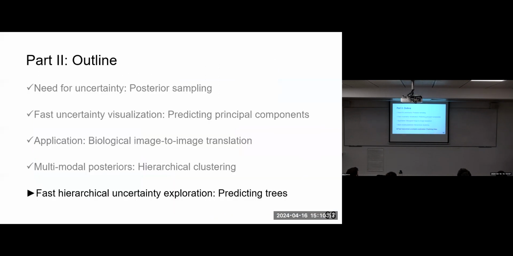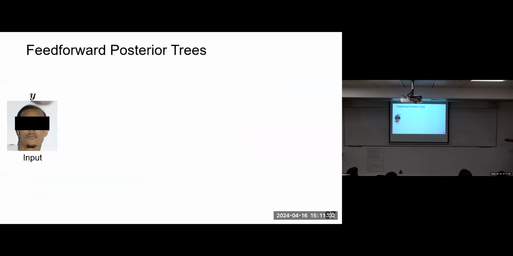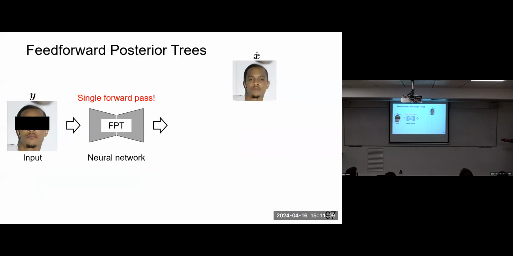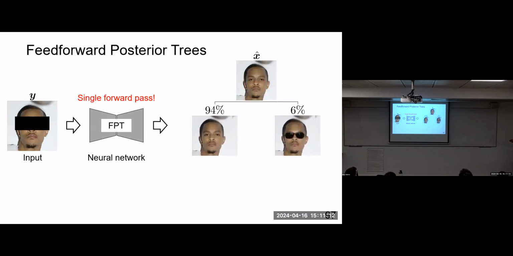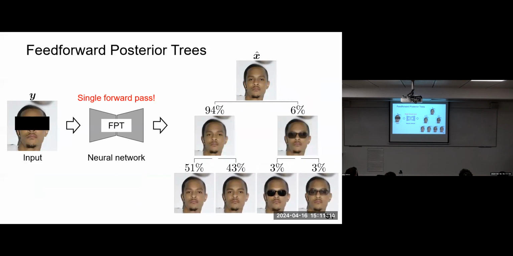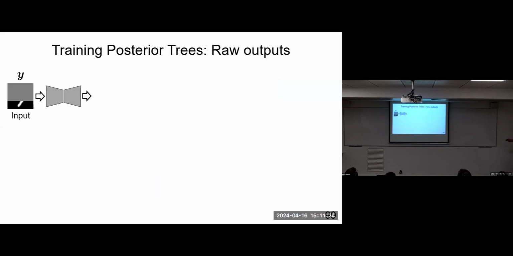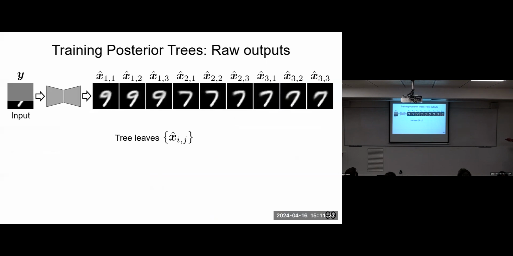So how can you do this faster? And this brings me to the last point in this talk. Okay, so in this case, we want to take some input measurement and basically use a neural network to output, in a single forward pass, the entire posterior tree, decomposing the mean into its underlying constituents. At this point, you might look at the slide and say, okay, how is this going to happen? And the idea is the following. In our method, the raw outputs of the network are first the tree leaves at the bottom. So we're not outputting the tree structure. We output only the bottom layer.